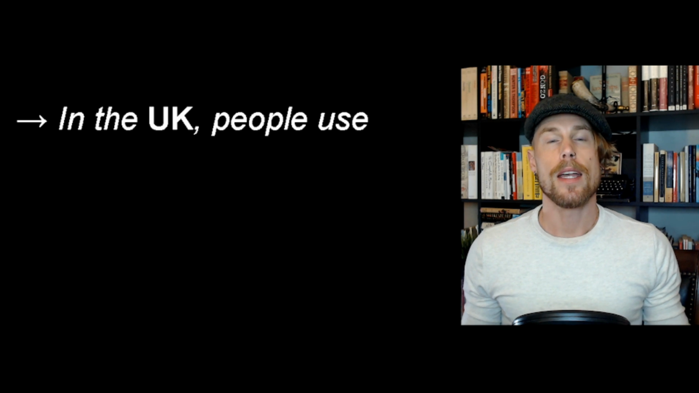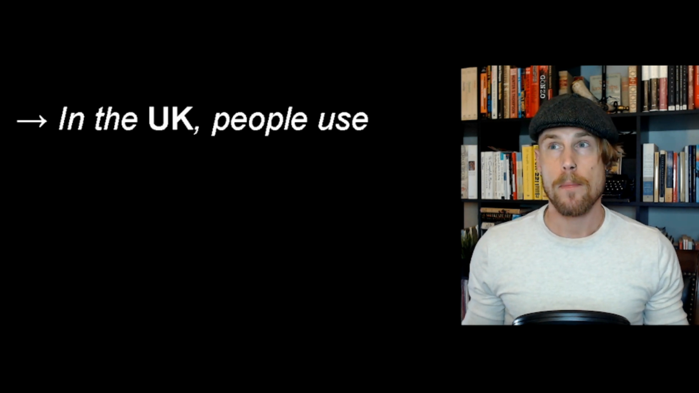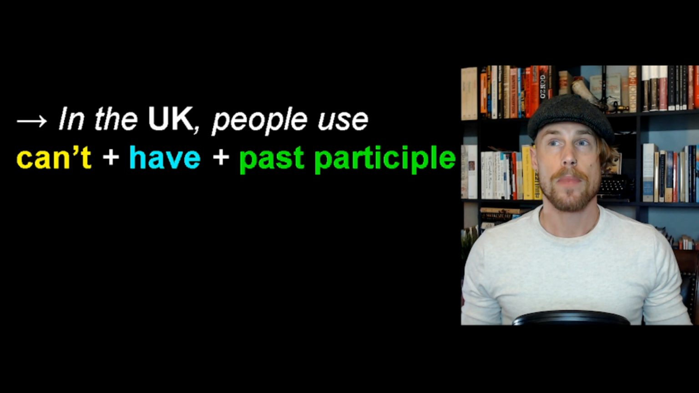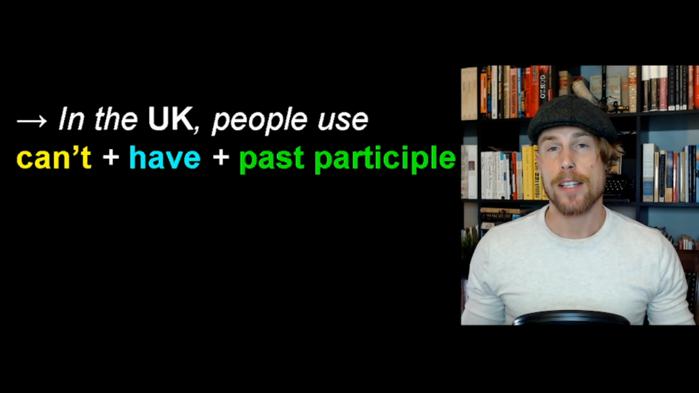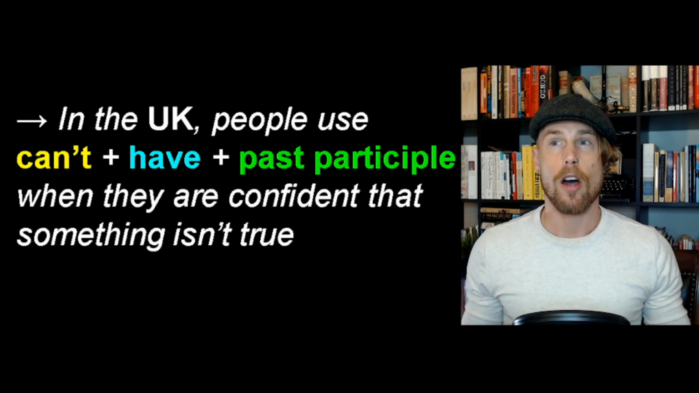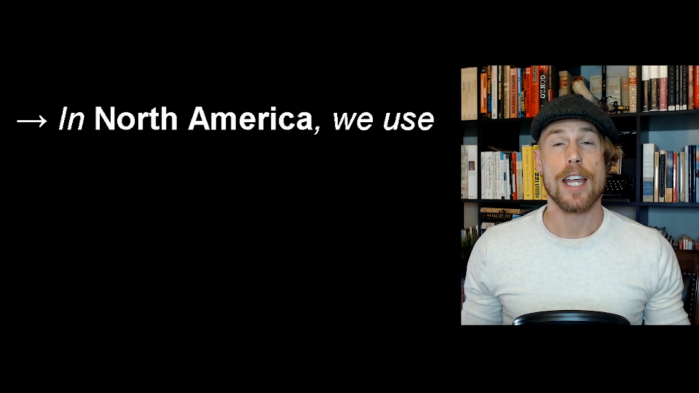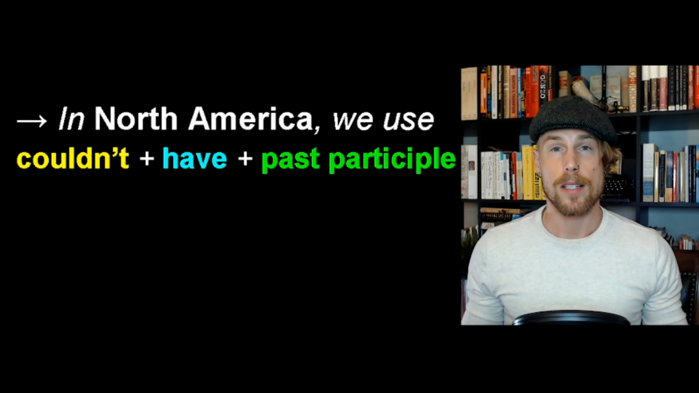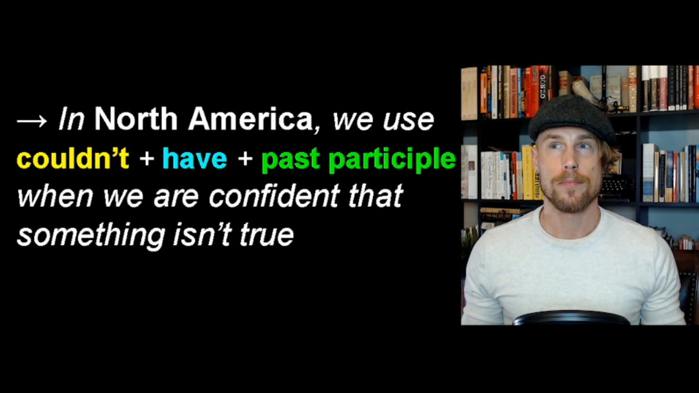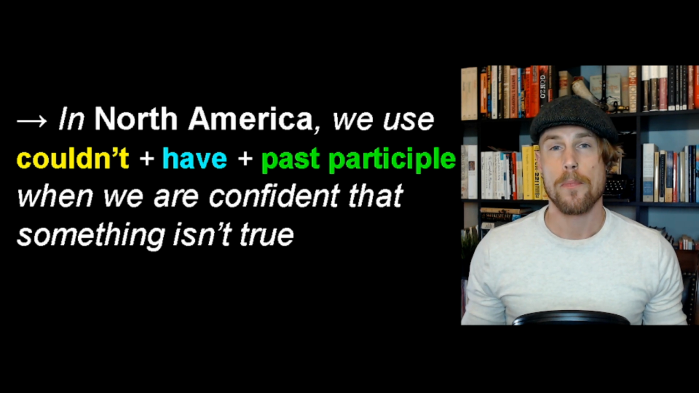Okay, in the United Kingdom, people use can't plus have plus past participle when they are confident something isn't true. In North America, we use couldn't plus have plus past participle when we are confident something isn't true.